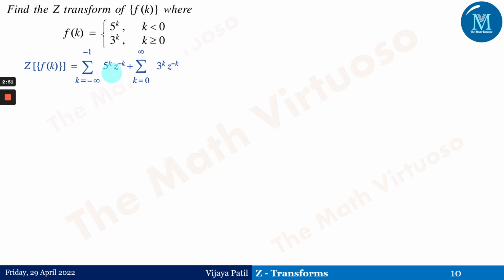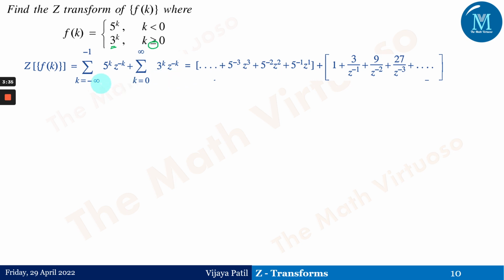it is summation of 5 to the power k, z to the power minus k, plus, for k greater than or equal to 0, we have the function value as 3 to the power k, that is summation of 3 to the power k, z to the power minus k, with the summation from k equals 0 to infinity. Why have we not taken 0 in the first interval? We do not have the equality there; it is a strict inequality. That means k goes from minus infinity till minus 1 only. In the next interval the equality is involved, so the sequence starts from k equals 0 till infinity.